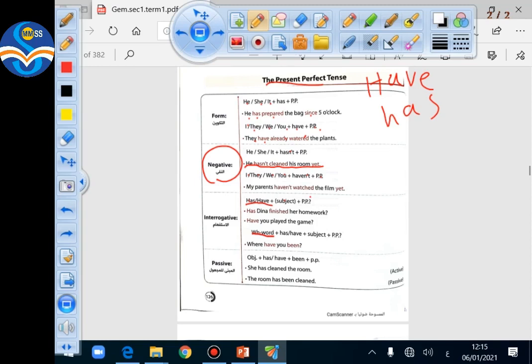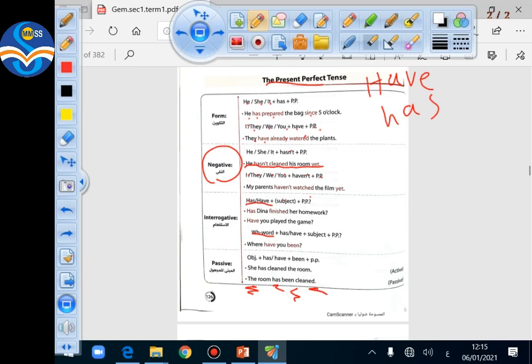The passive is the lesson that cares about the object, not the subject. So I start with the object, then I get the subject at the end of the sentence. For example, I've got here, she has cleaned the room. Its passive is going to be the room. I got the room at the beginning, then has, the helping verb, PP, and cleaned. She has cleaned the room. The room has been cleaned.